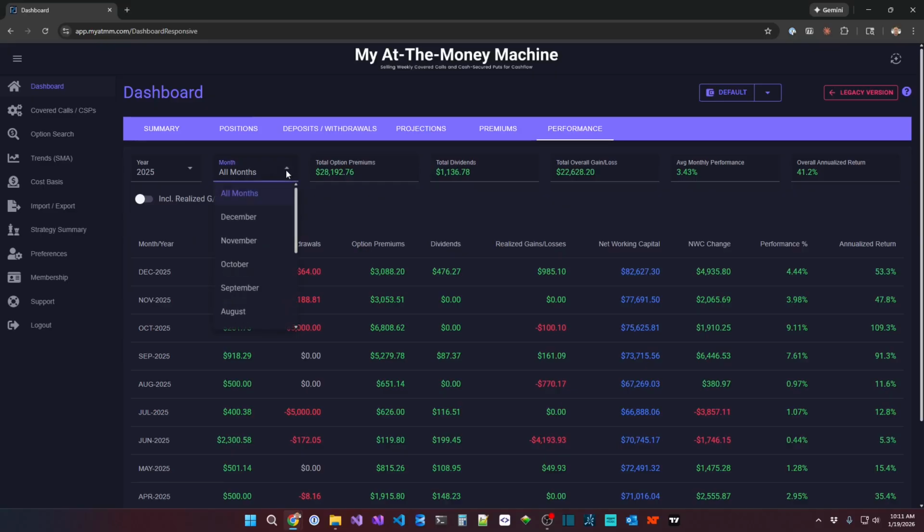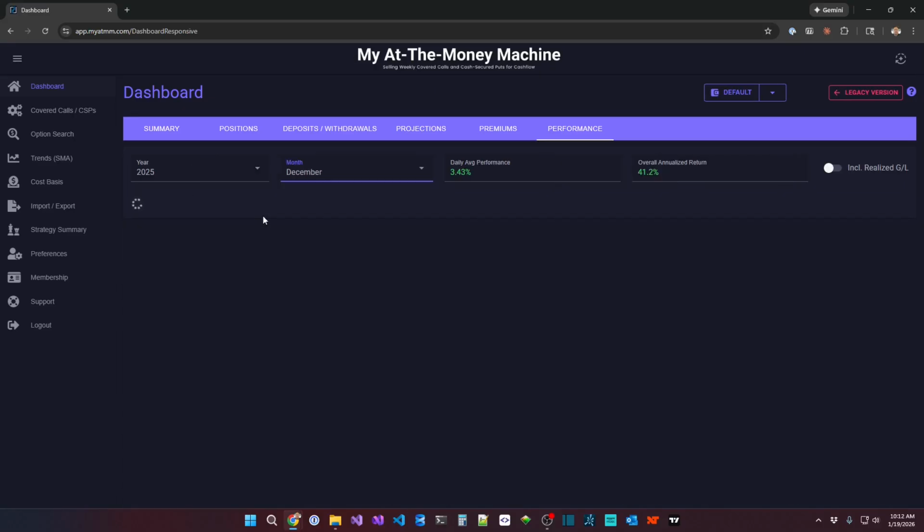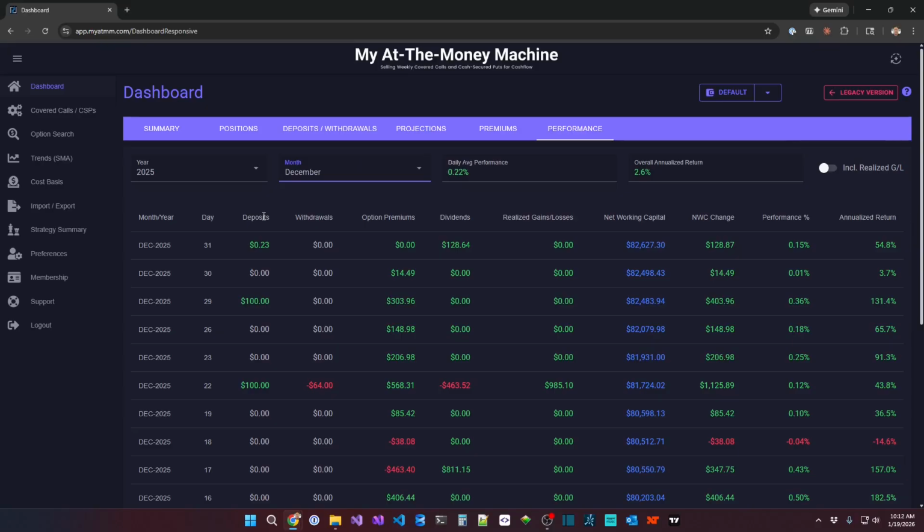Next drop down is the month one. By default, it does all months for the year, but you can look at a specific month, and then that'll actually break it down by the day. So let me just show you that briefly. Because the fields at the top don't really change, it's just aggregating for different periods of time.